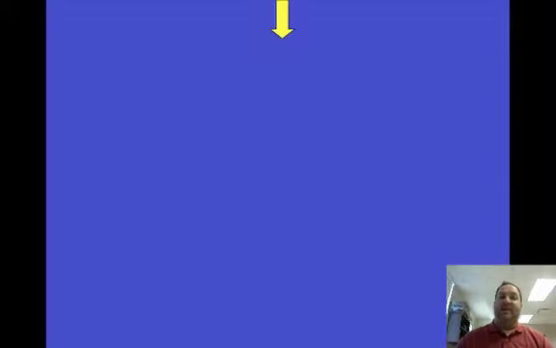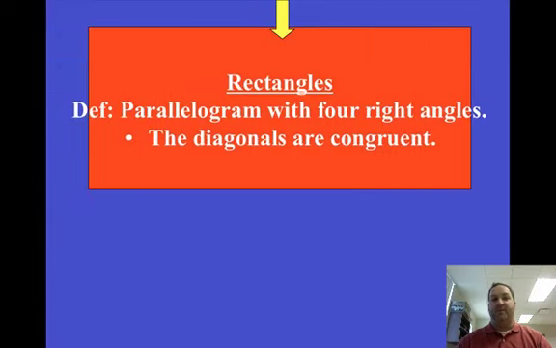Under the left arrow, under parallelograms, we should write rectangles. A rectangle is a parallelogram. A rectangle is a quadrilateral, which means a rectangle's angles add up to be 360, and all of the rules for parallelograms, rectangles have those as well. But what makes a rectangle a rectangle? The definition of a rectangle is that it's a parallelogram with four right angles. Four right angles, four sides, rectangle.